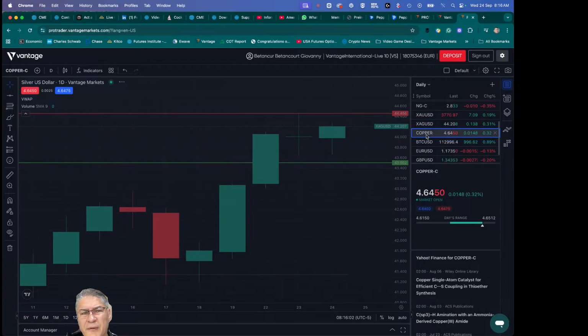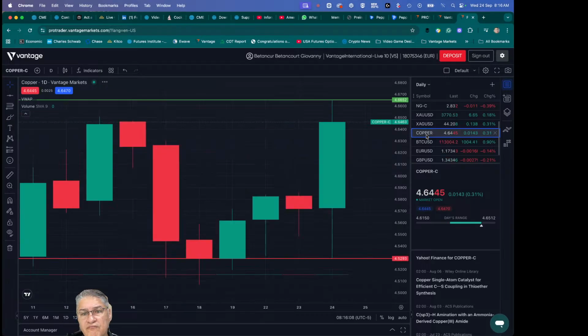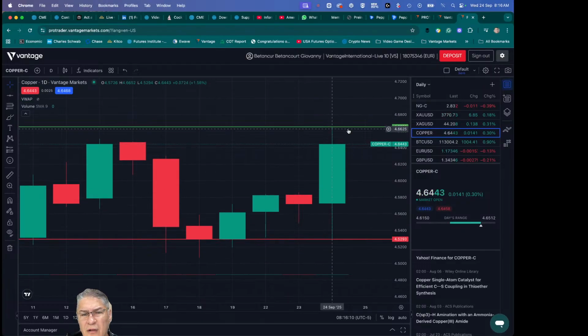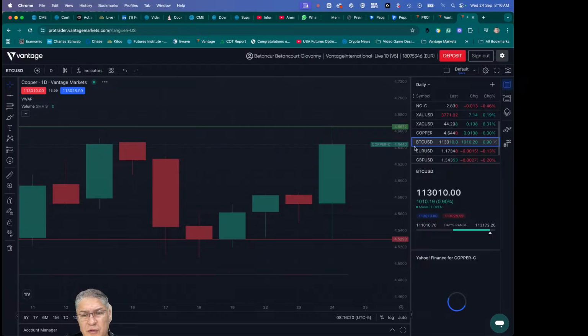Now we have copper. Pretty wild swing today on copper. So we have a pretty wide range, but going with the trend to the upside.